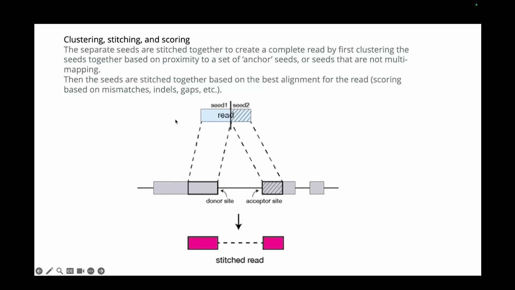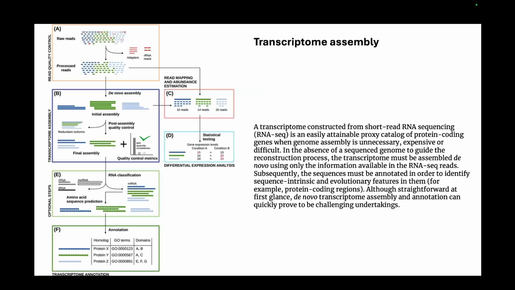Then the last part is the clustering, stitching, and scoring, where the separate seeds are stitched together to create a complete read by first clustering the seeds together based on proximity to a set of anchor seeds, or seeds that are not multi-mapping. Then seeds are stitched together based on the best alignment, based on mismatches, indels, gaps, etc. Okay, so that part comes under alignment of RNA sequencing data.